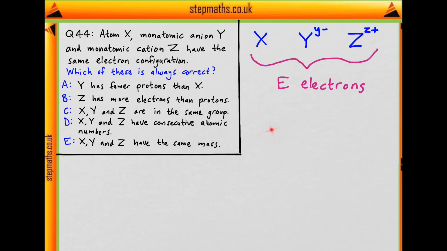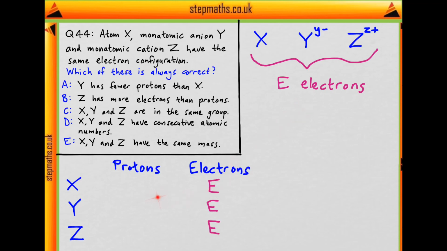Now what about protons? Why don't we draw a table for this? Can you work out how many protons that each one has? Well, we know that they all have E electrons. So how many protons does X have? It's a neutral atom, so it must have the balanced number of protons and electrons. So this must be E as well.